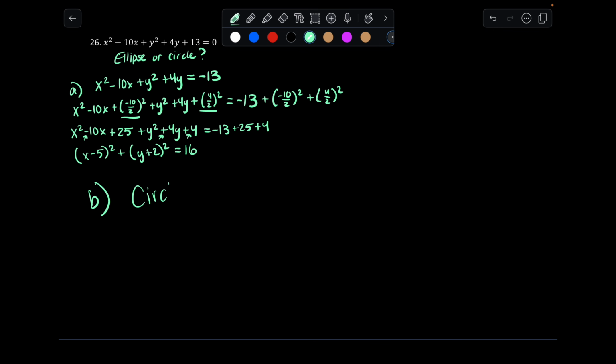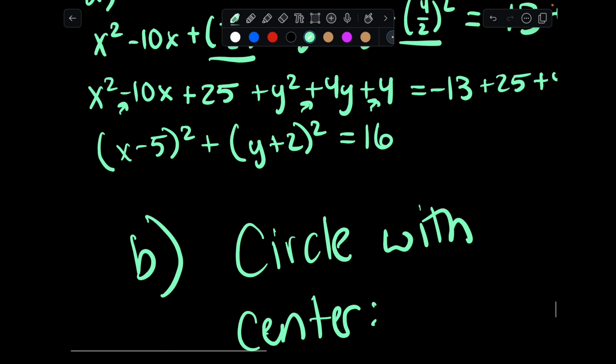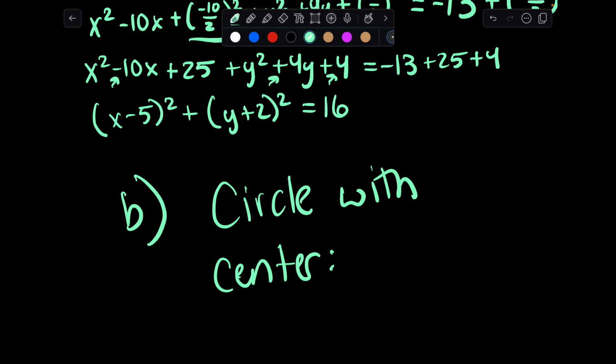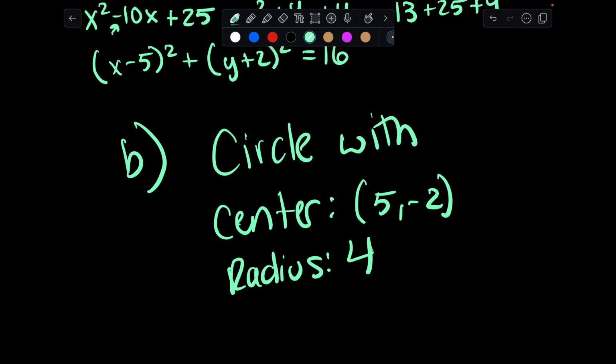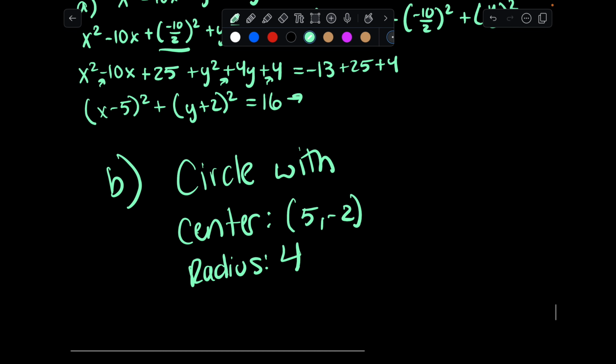This is a circle with the center is going to be the opposite of what we see in our standard form. So the center is going to be at 5, -2. And then the other attribute is the radius, which is 4. And that's because 16 is equal to r squared. Therefore, 4 is equal to r.